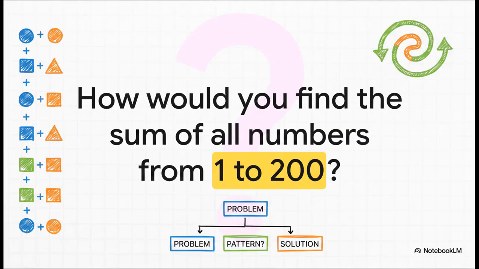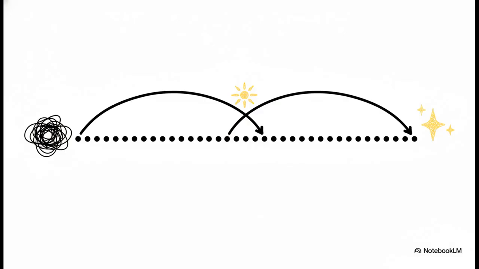Let's look at this problem. You could just start adding, right? 1 plus 2 is 3, 3 plus 3 is 6, 6 plus 4 is 10, but man, that would take forever, and you'd probably make a mistake. A computational thinker looks for a shortcut. They look for a pattern. And here's that aha moment.